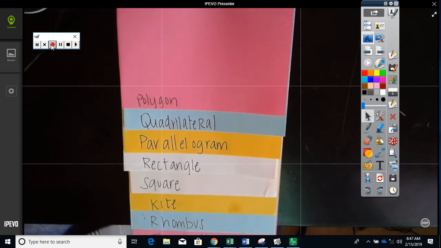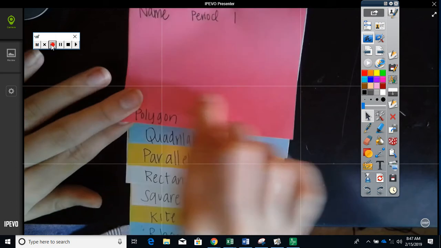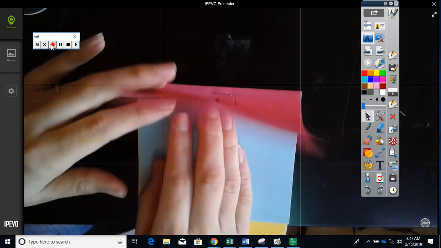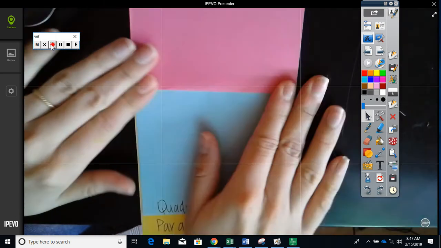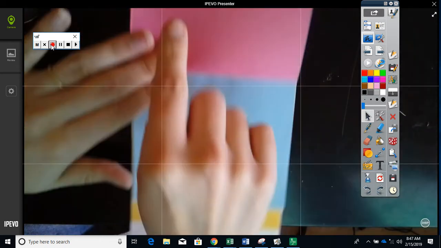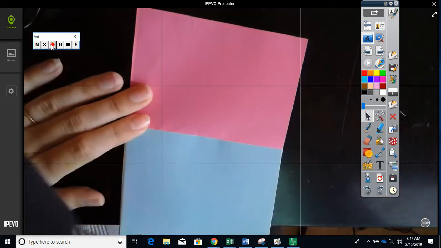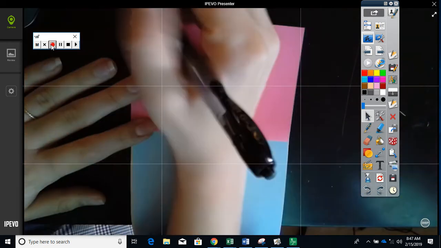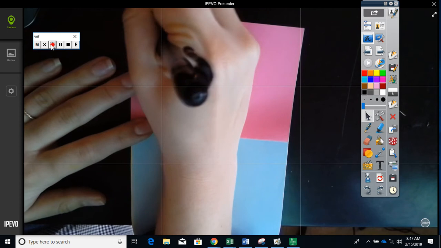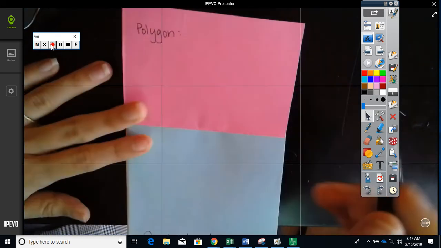Alright, so we're going to talk about quadrilateral and a polygon. So open up, so it says polygon on this one, so we're going to be writing behind it. I'm going to write polygon that way just in case you write it on a different sheet, you still know what a polygon means.